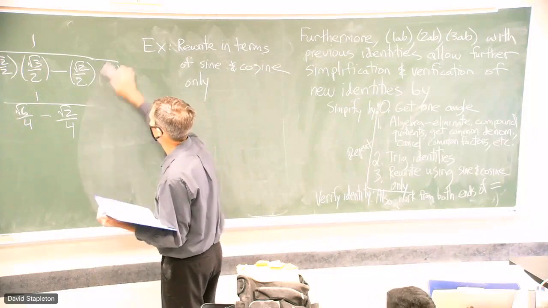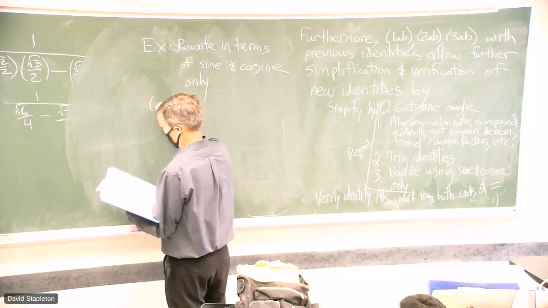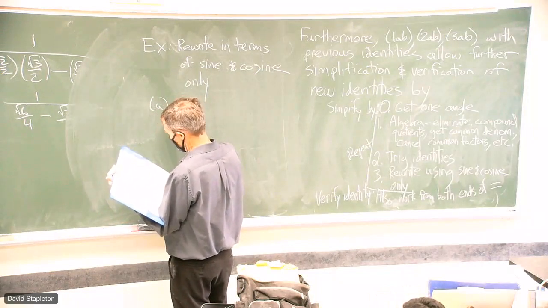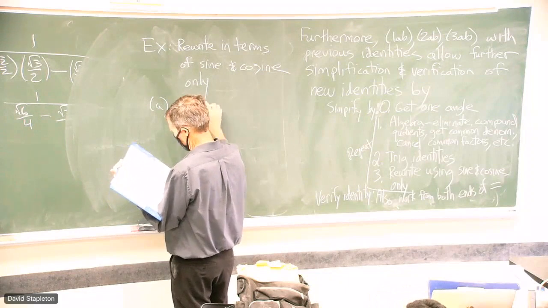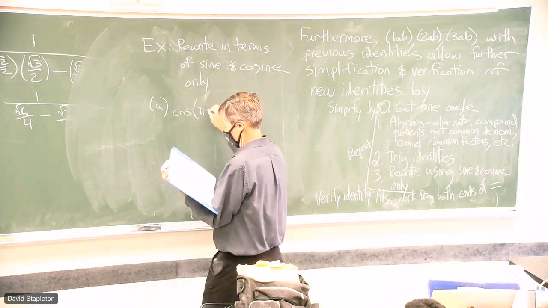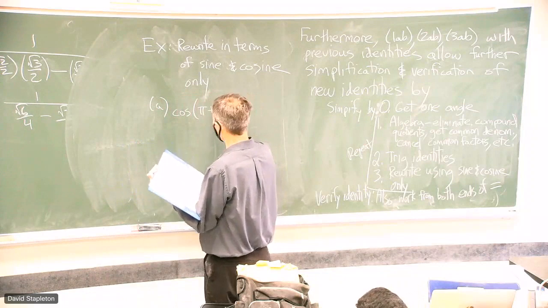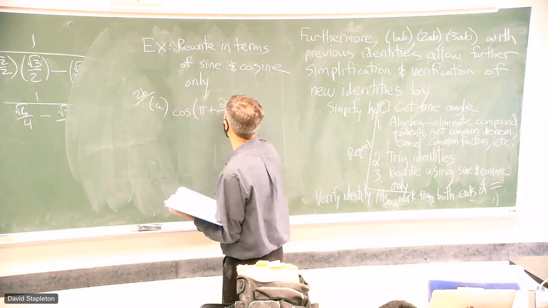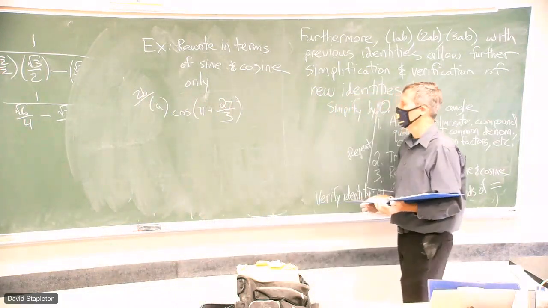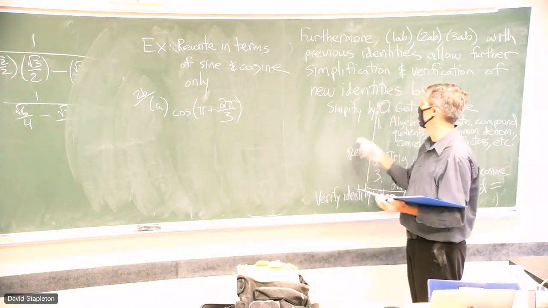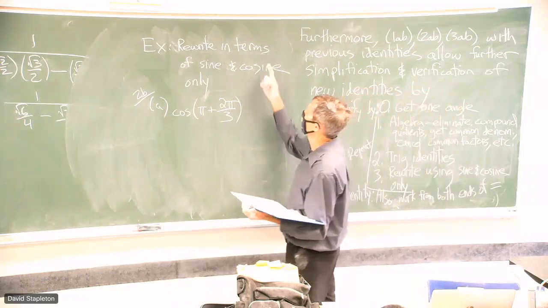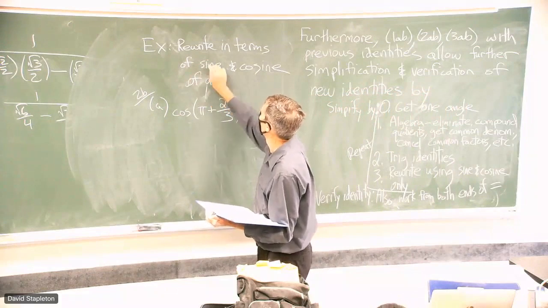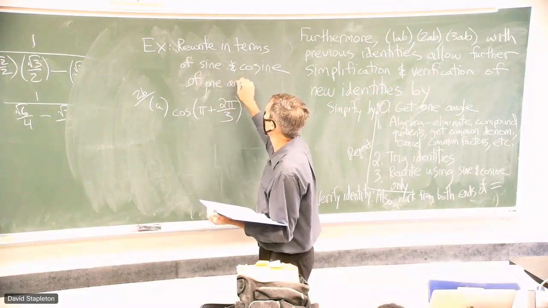Suppose I gave you the cosine of pi plus 2 pi over 3. This is problem 2b in your homework. All right, that's a mess. I don't like cosine of a sum of angles. How am I going to write it in terms of sine and cosine of one angle each? I meant to say that, and I think I said that and then wrote it wrong.